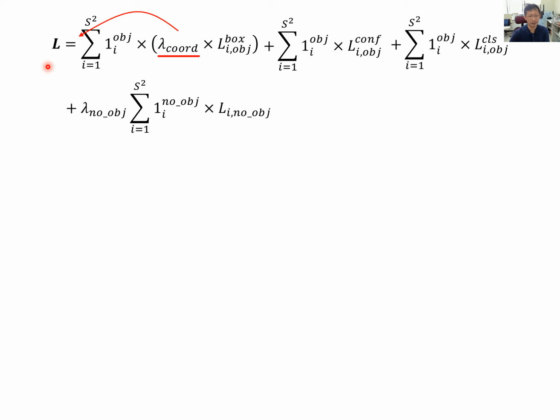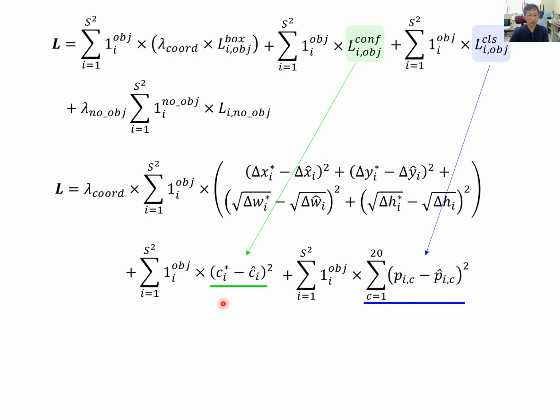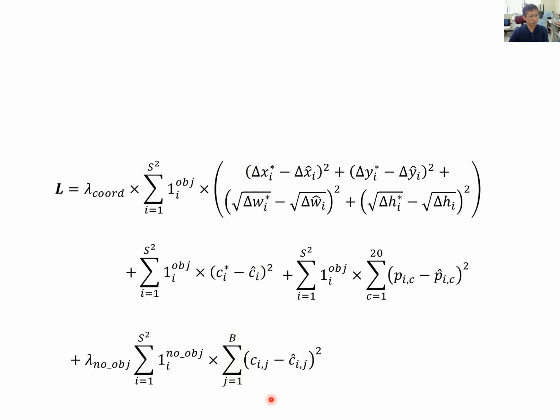By moving constant lambda coordinate outside the summation and expanding the box loss, we can obtain this equation. Then, we expand the confidence loss and the class loss according to their definitions mentioned before. Finally, by expanding the non-object loss defined on object confidences over all predicted boxes, we have the form of the total loss definition for training the YOLO v1 network.